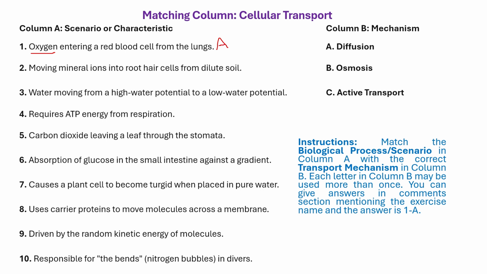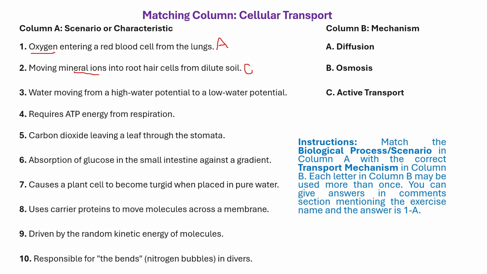Okay, the second one is moving mineral ions into the root hair cells from dilute soil. From a dilute soil, it means lower to higher concentration, because that is not water. We are talking about mineral ions. So here the answer will be C, that is active transport, because plants must pump minerals like nitrates into the roots against a concentration gradient. If there is movement against a concentration gradient, then definitely the answer is active transport, and here that is C.